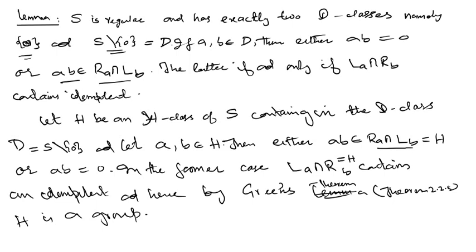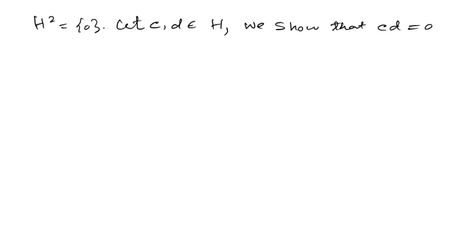and in the latter case we show that H square is equal to 0. We will prove this. So for this we take any two elements of H and we will show that their product is equal to 0. So let C and D belong to H. We show that CD is equal to 0, where it is given that AB is equal to 0, okay. CD is equal to 0.